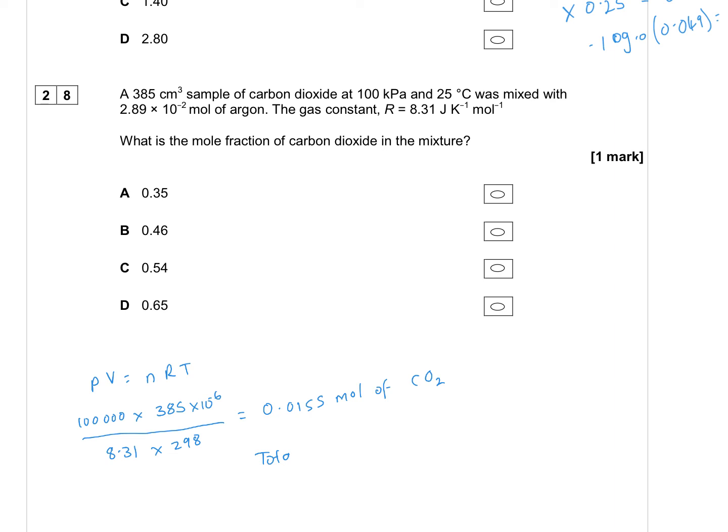If we know the moles of the CO2, then we know the total moles must be the moles of the CO2 and the argon together. And therefore the mole fraction is going to be the moles of CO2 divided by the total moles.